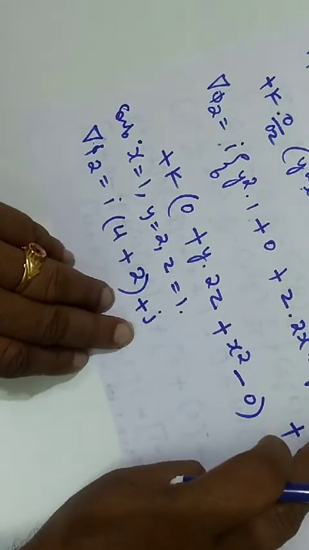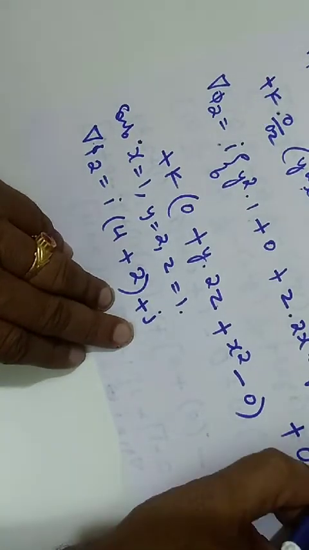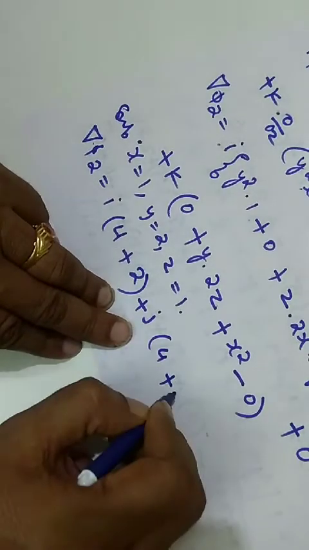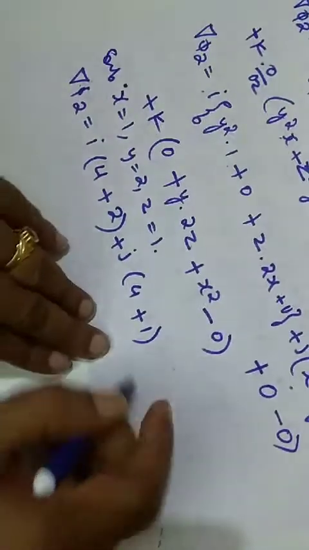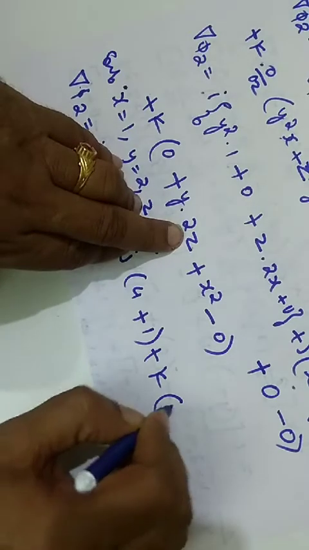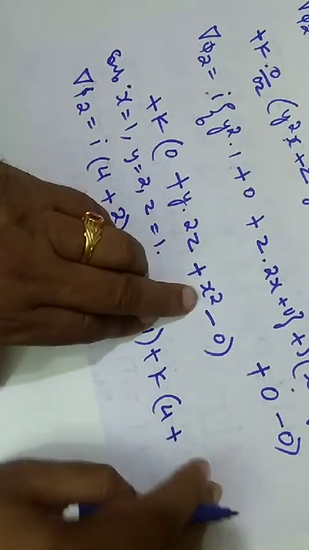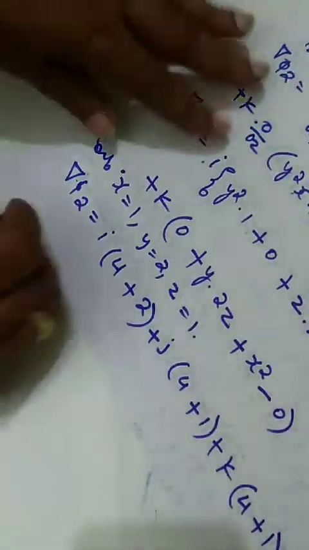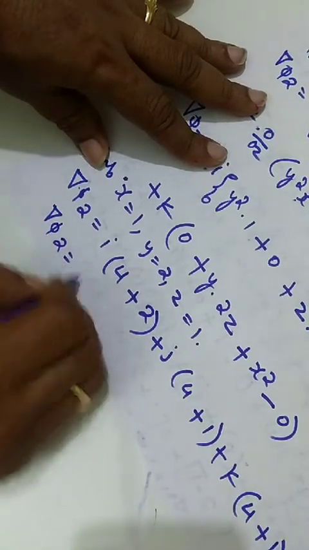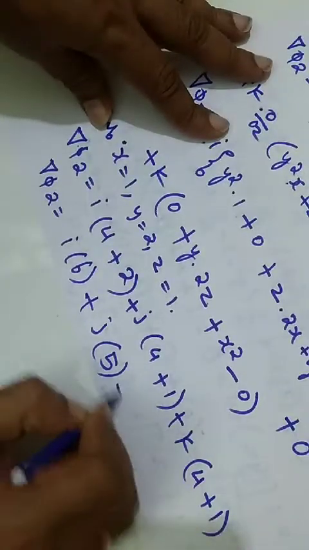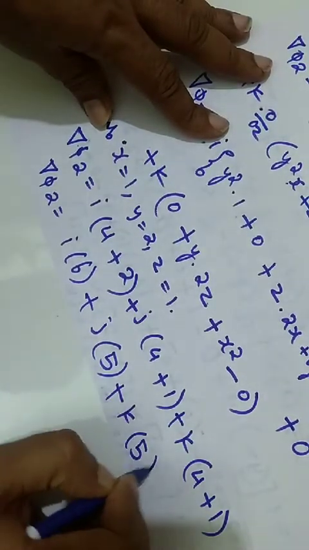Now x is 1, y is 2, so 2 into 2, 4, z squared, that is 1 squared, 1, here 0 minus 0. Next, plus k into y is 2, 2 into 2, that is 4, plus x is 1. So this is del phi 2. Totally my del phi 2 is 6i plus j into 4 plus 1, 5, plus k into 4 plus 1, 5.